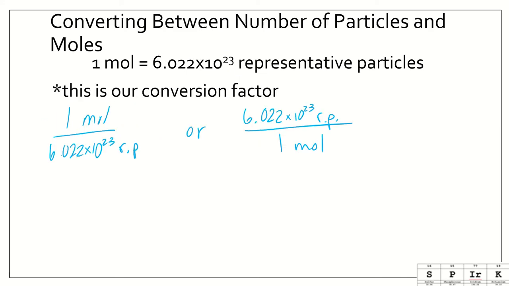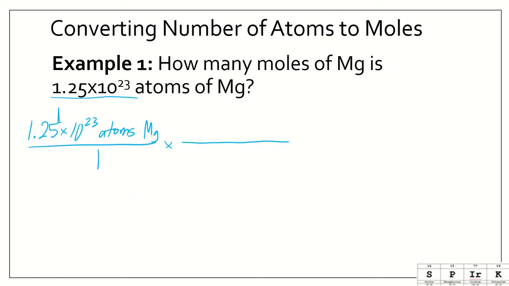So if we look back, we know that 1 mole is equal to 6.022 times 10 to the 23rd representative particles, or things. So atoms is on top, so we want atoms on the bottom. So 6.022 times 10 to the 23rd things, or in this case atoms, are equal to 1 mole.